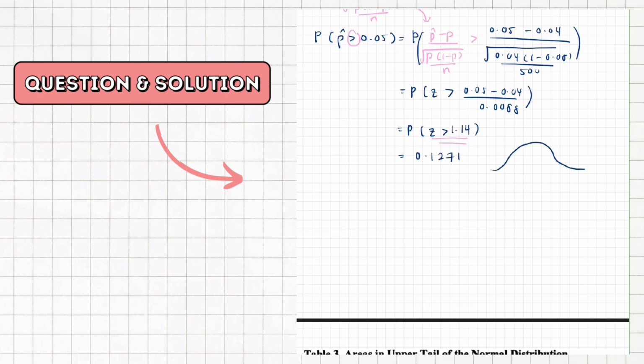So the graph will look like this. This will be our value, 1.14. This area is for the value of the probability.